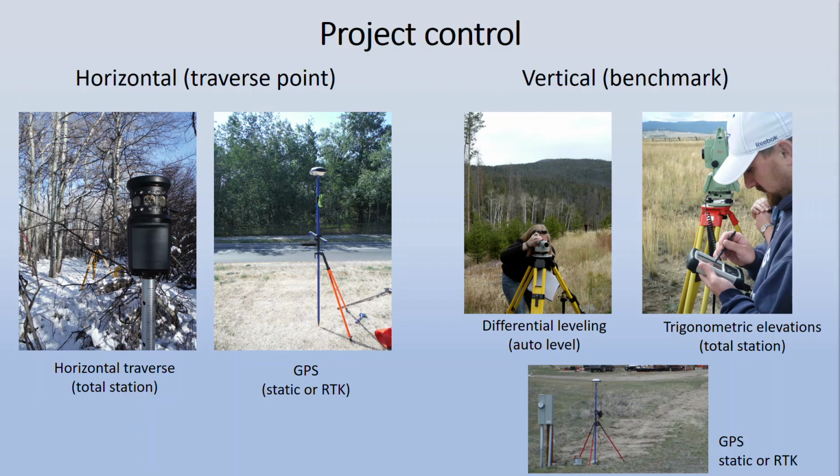We have two types of control on a job site, both horizontal and vertical. A horizontal control point is essentially a traverse point, and a vertical control point is what we've learned now to call a benchmark. Horizontal control can be established primarily right now with two different tools. You can perform a horizontal traverse and use a total station, just like we did last spring in the Intro to Surveying course, or you can use GPS in either a static or RTK, which is a real-time kinematic application. And we'll be looking at both of those applications in the GPS surveying course later this semester.